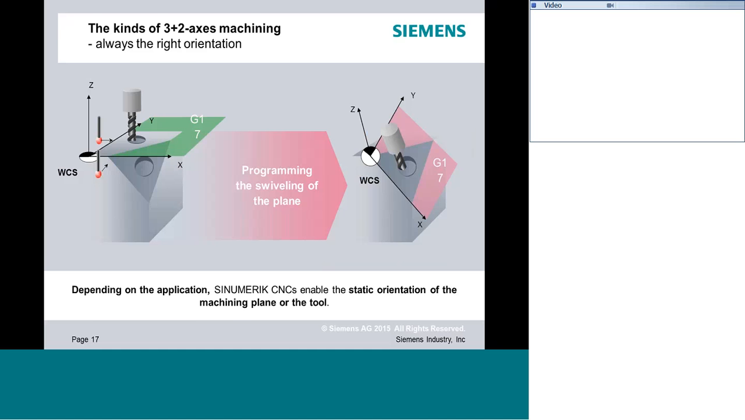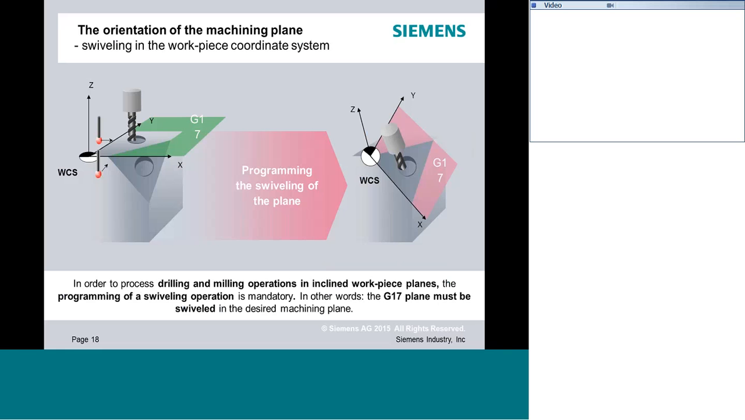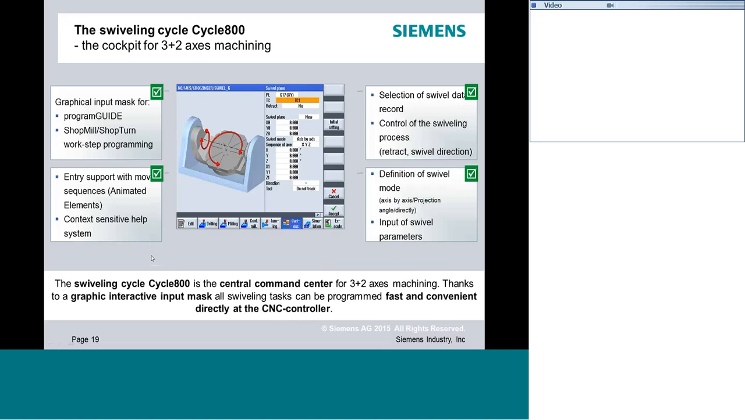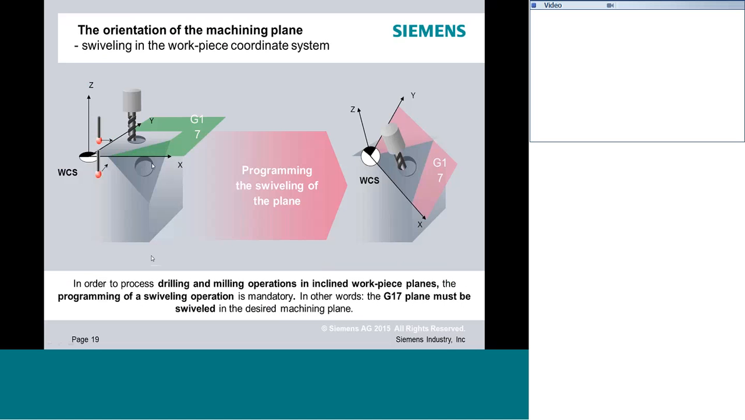So orientation of the machine plane, I see here that I'm on a normal G17 plane. So my tool is pointed straight down, and I'm looking right at the top of my part. Once the swivel cycle is instated, let me go back to that, it will come normal to this new surface.